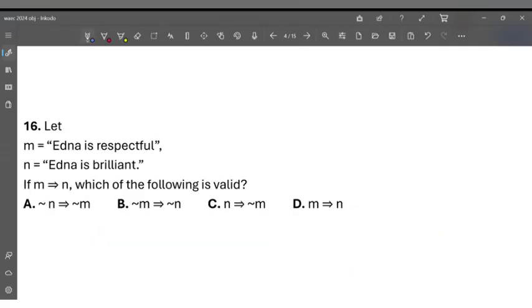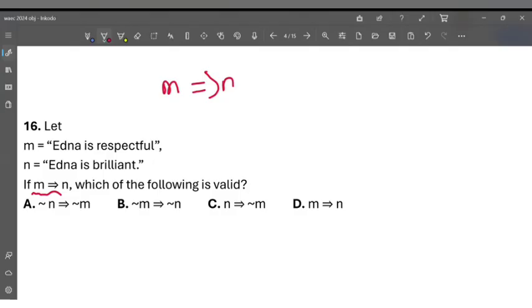All right, let's look at question 16. Question 16 is on logic, and we are given two statements. It says, let M mean that Edna is respectful, and letter N mean that Edna is brilliant. Now, if M to N, which of the following is valid? This sign here means it's an if-then statement. When you have M with this arrow to N, they are telling you that if M is the case, then N is also the case.